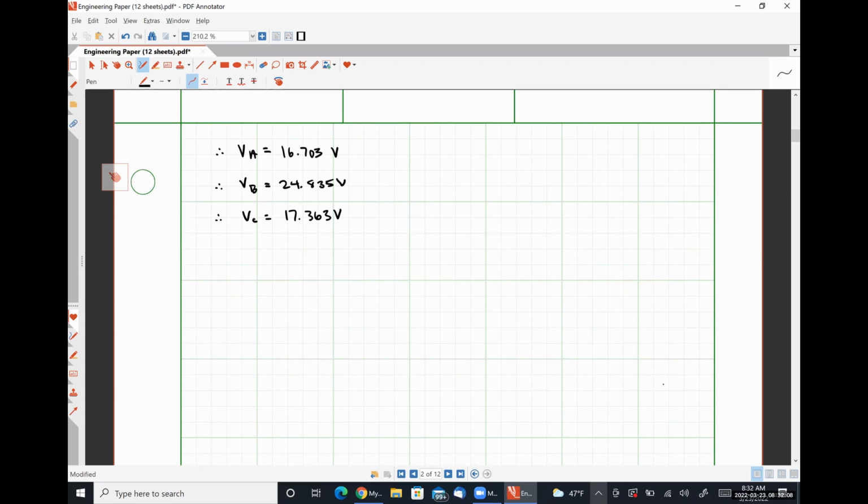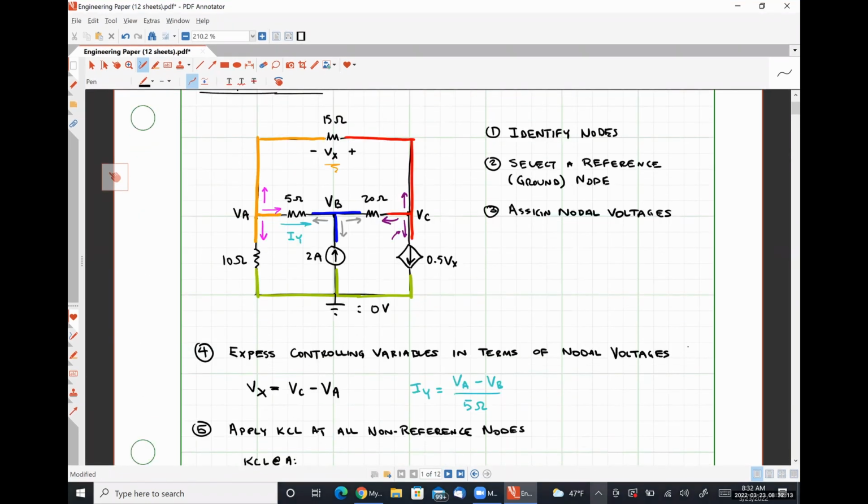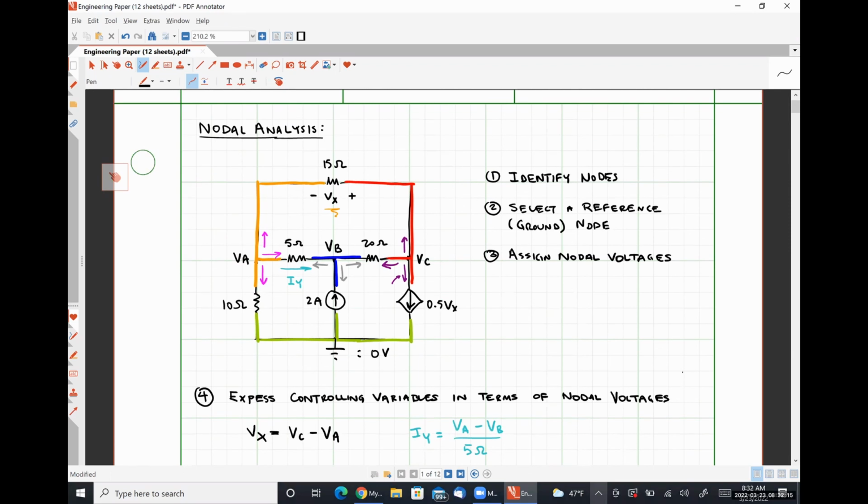All right, so we now know what those quantities VA, VB, and VC are. That is the nodal analysis technique. Now let's talk about how it can be applied specifically to do certain things, okay? So obviously we have just figured out what these voltages VA, VB, and VC are. So if I asked you what the power supplied by the 2 amp source is, how could you figure that out?